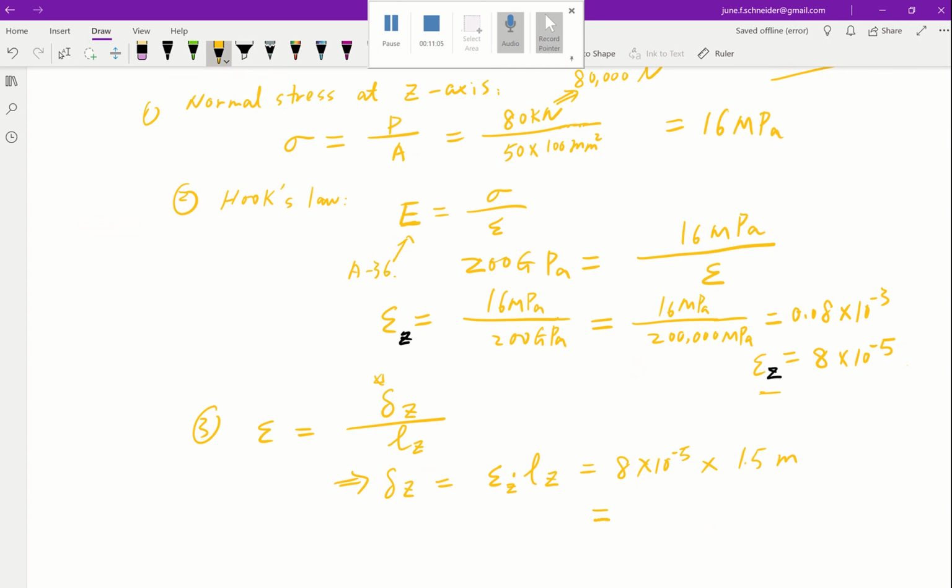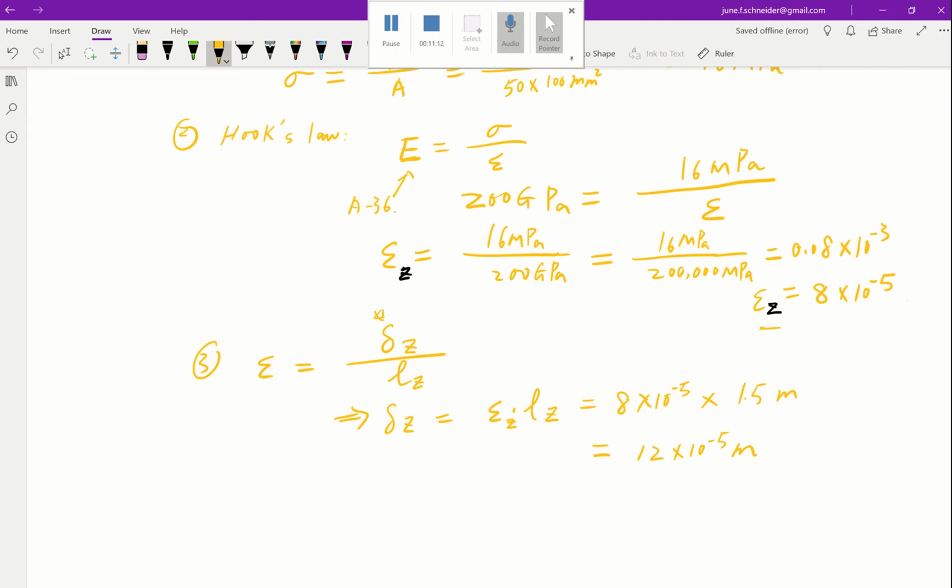So when we put all those in there, I will get 12 times 10 to negative 5 meter. Well, this is an awfully small value. Let's change that to micrometer. So we know 1 meter is equal to 10 to the power of 6 micrometer, right? So knowing that, we multiply by 10 to the power of 6, then we get 120 micrometer. That tells us how much it elongated at z direction, 120 micrometer, a very, very small amount, which is 0.12 millimeter. Okay, so 1 out of 3 accomplished.